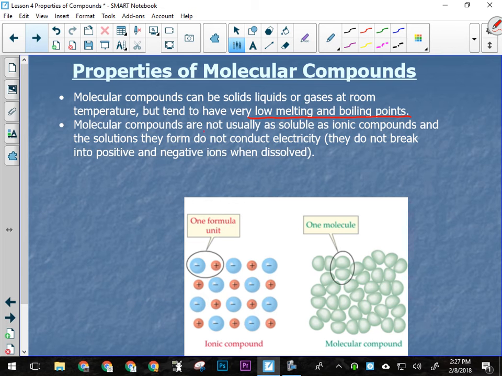Molecular compounds are not usually as soluble as ionic compounds. Sugar would be an exception. Sugar is quite soluble in water. You can dissolve quite a bit of it. But not all things are that way. You can't dissolve butter in water. You can't put oil in water, it won't dissolve. Those are molecular compounds. They're not typically soluble in water. And even if you do get them to dissolve, the solutions they form will not conduct electricity because, again, they don't break up into ions. They don't have ions, so there's not going to be any positive and negative particles floating around.